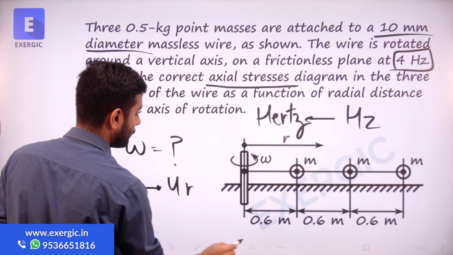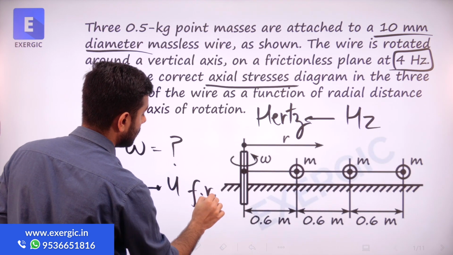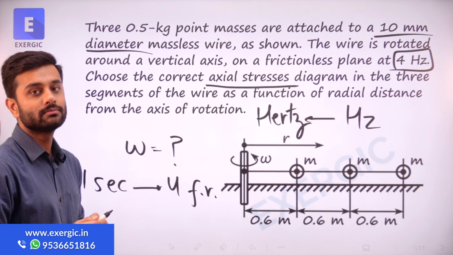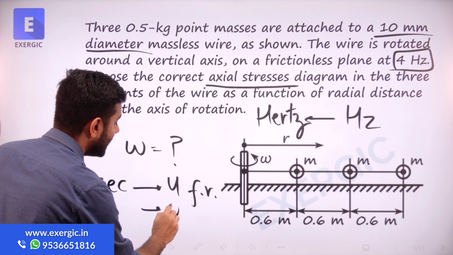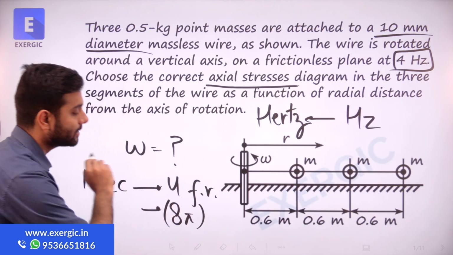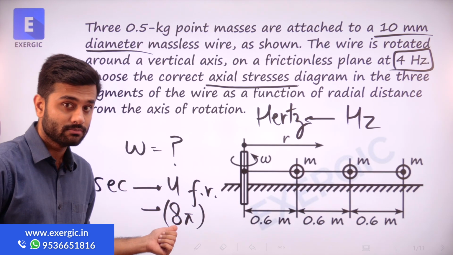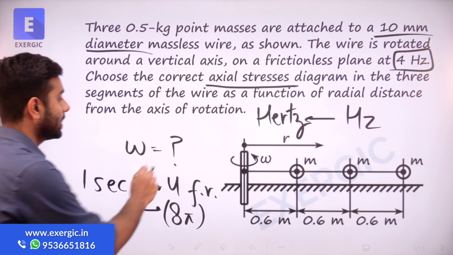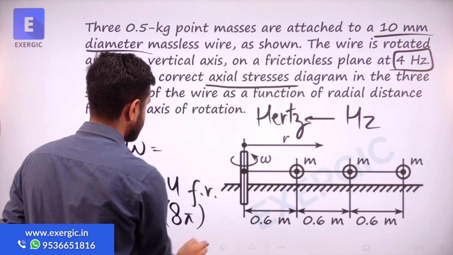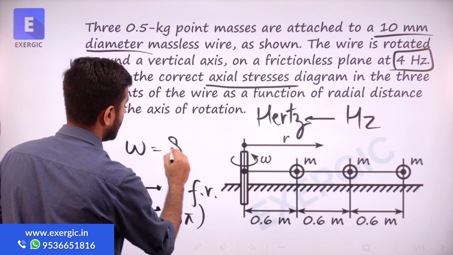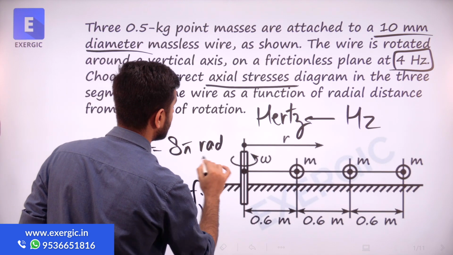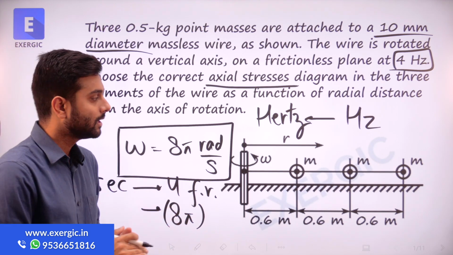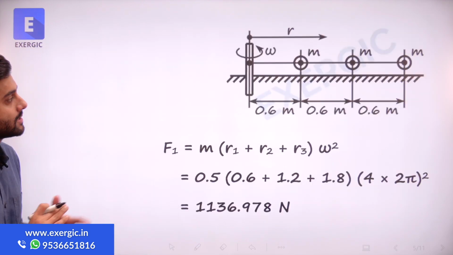So 4 full rotations. 1 full rotation is 2 pi radians, right? So 4 full rotations are 8 pi radians in 1 second. In 1 second 4 rotations, 1 second 8 pi radians. So how much is omega? Omega is simply 8 pi radians per second. Simple enough?